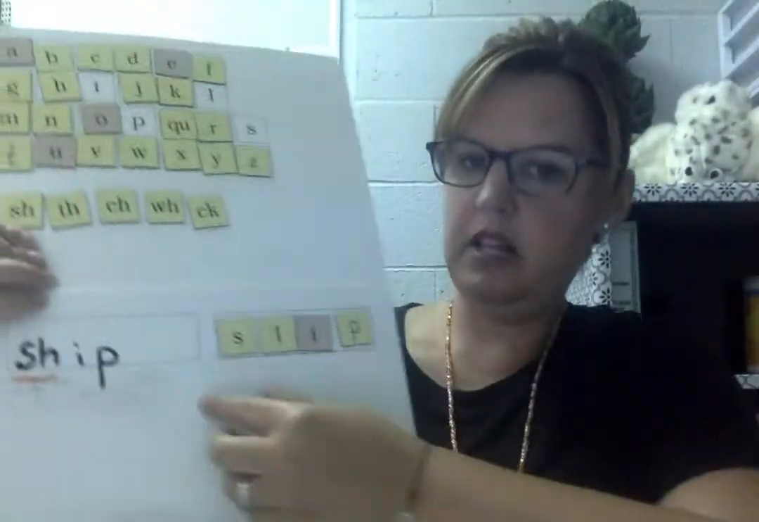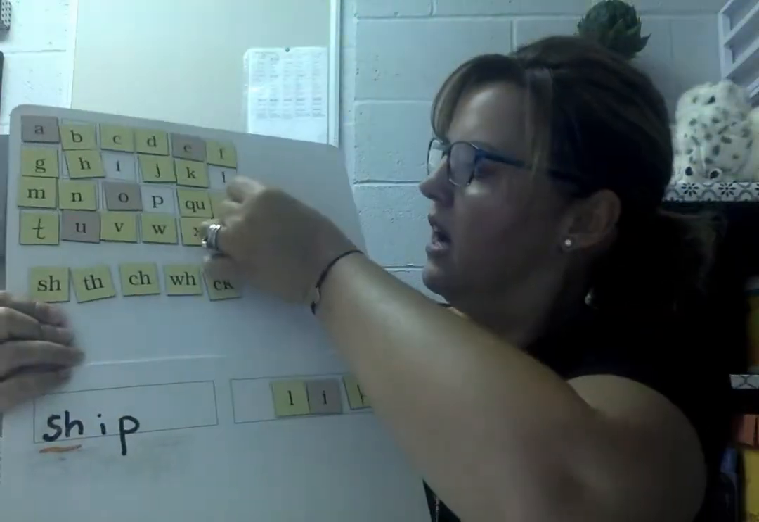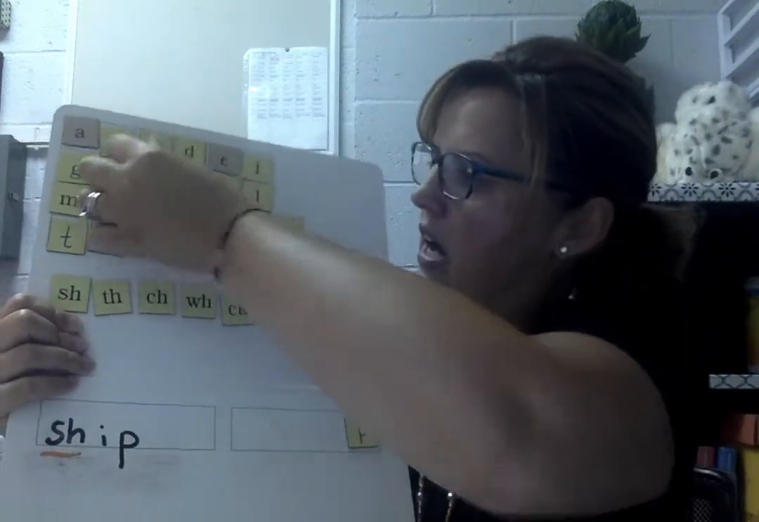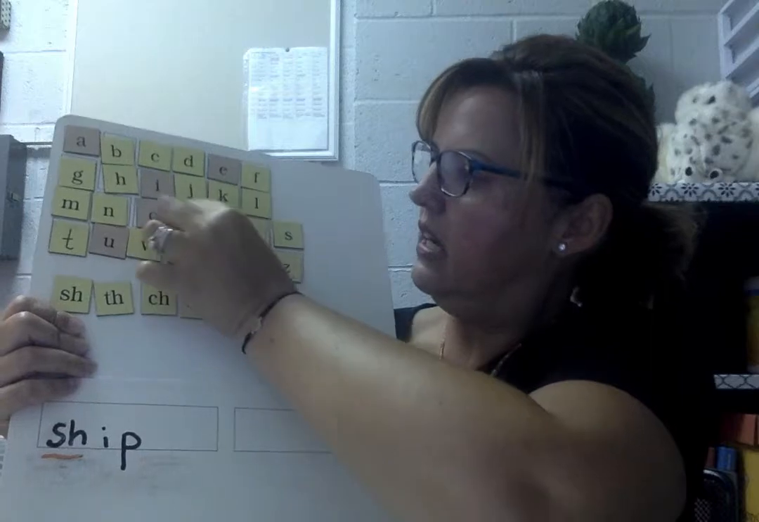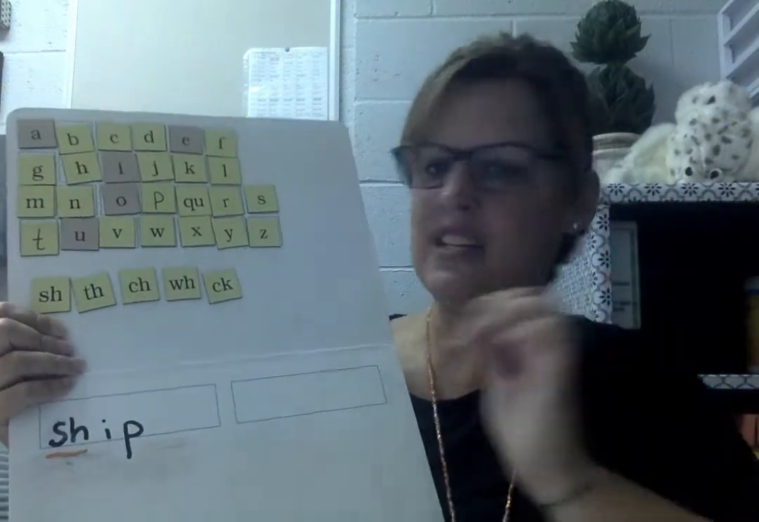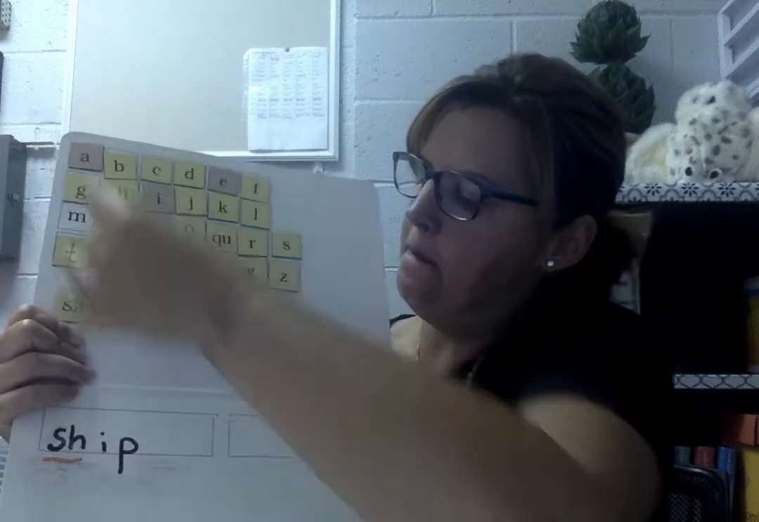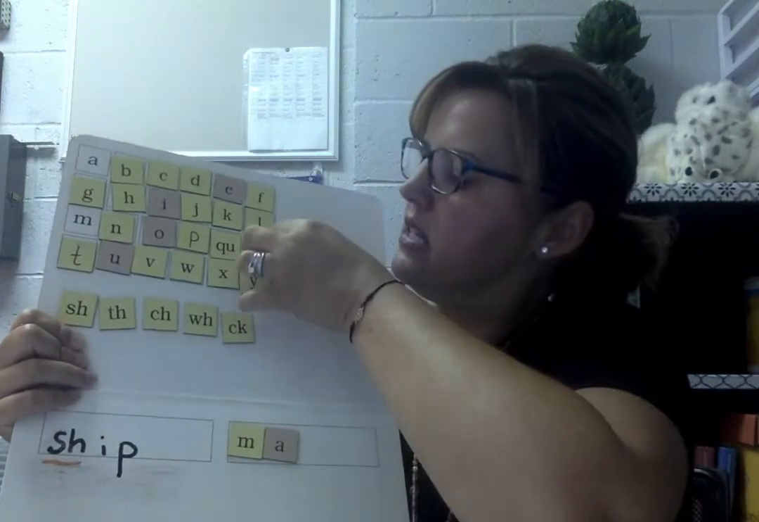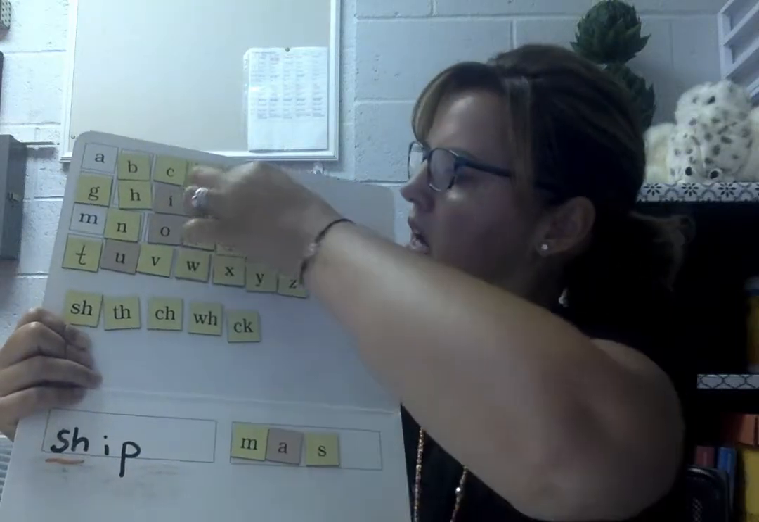All right, so I'm going to spell it back. S, L, I, P, slip. Okay, the next word I want to build is mask. M, A, S, K.